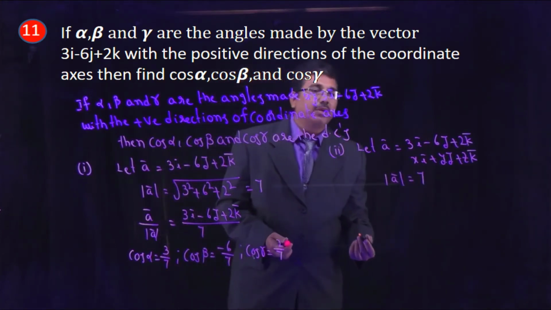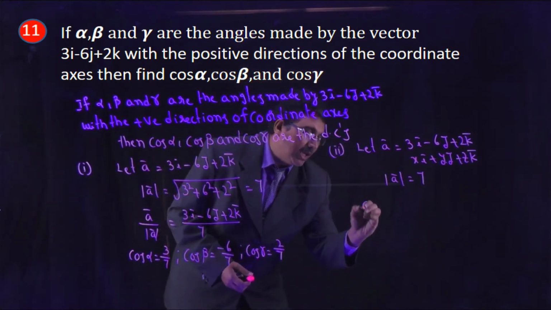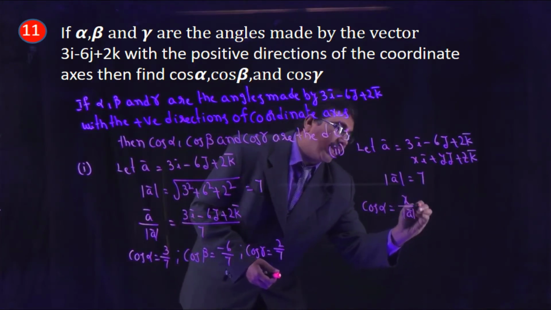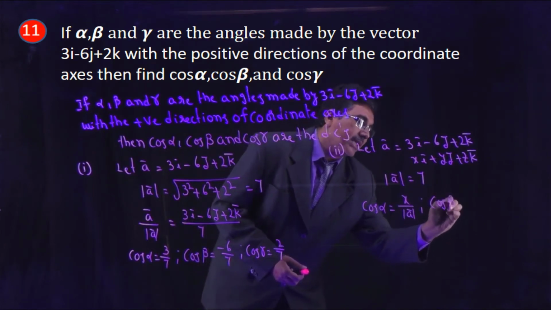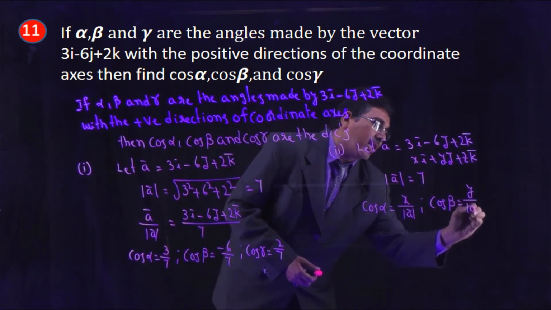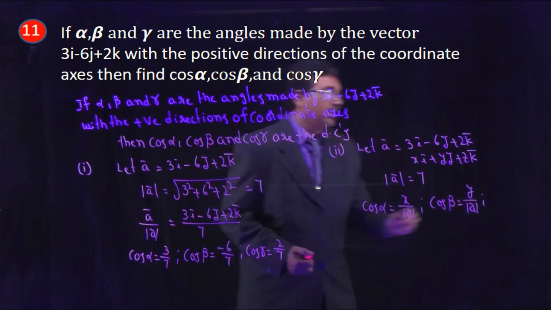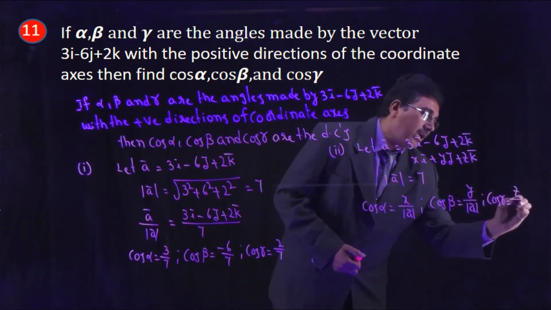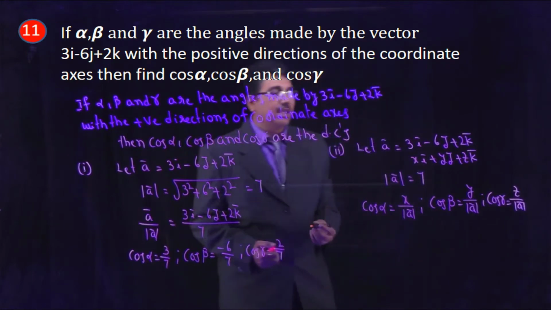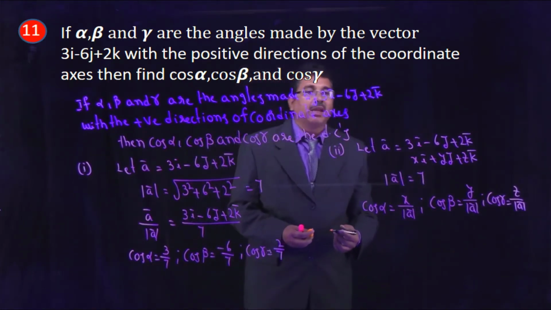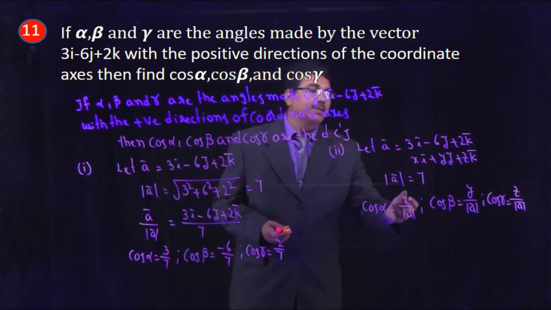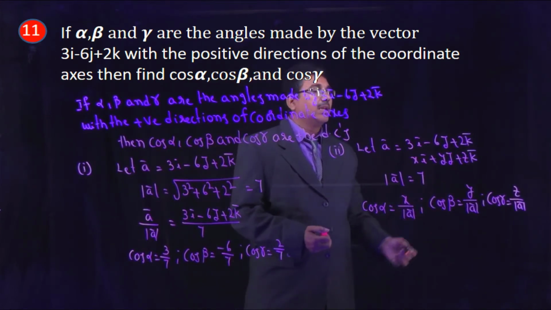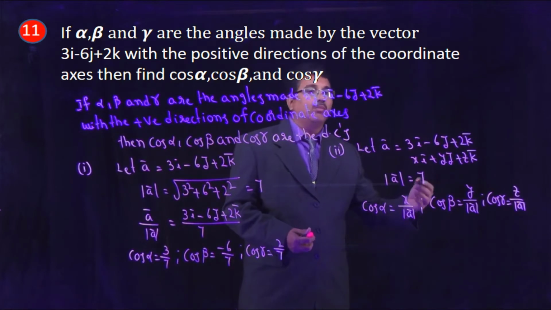By the definition of direction cosines, cos alpha is equal to x by mod a bar, cos beta is equal to y by mod a bar, cos gamma is equal to z by mod a bar. Right? This is the definition of direction cosines.